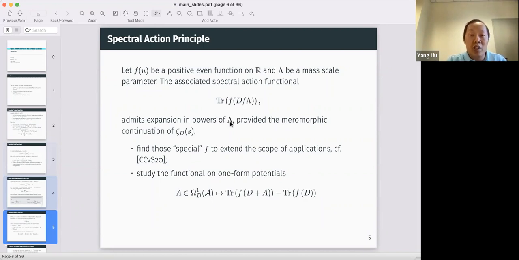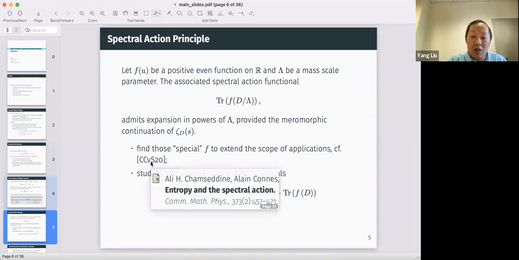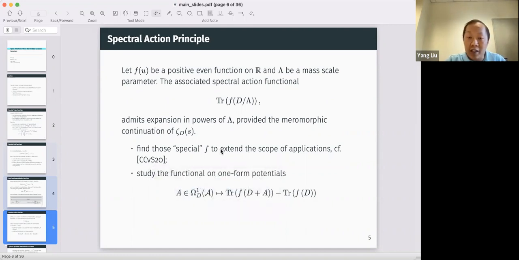In the spectral action principle, we can consider two types of questions. Depending on your application, you can find some God-given function f which recovers whatever important notions in the application. Here the reference is a paper of Connes, Chamseddine, and Mansouri. In this paper, they found a God-given function f, and then it recovered the information-theoretic von Neumann entropy functional from this spectral action.